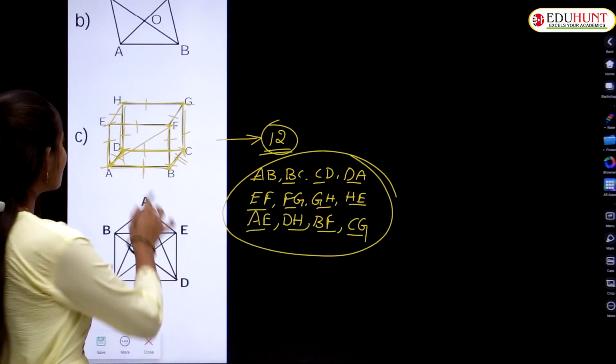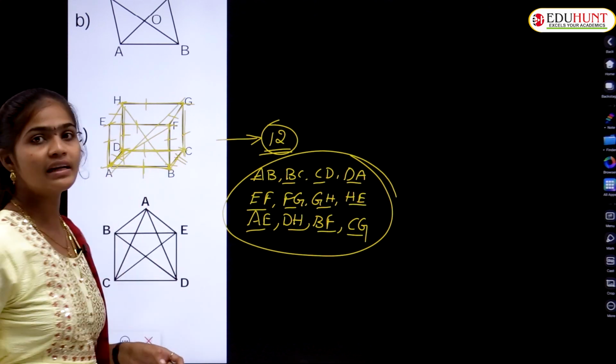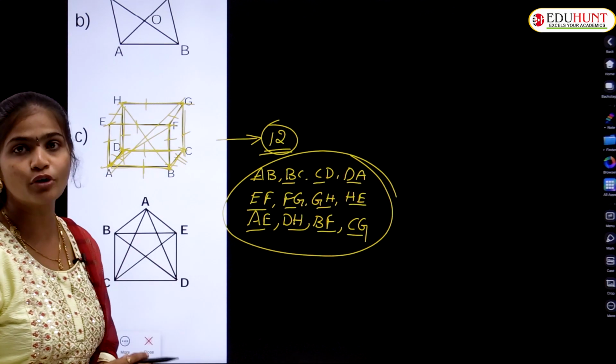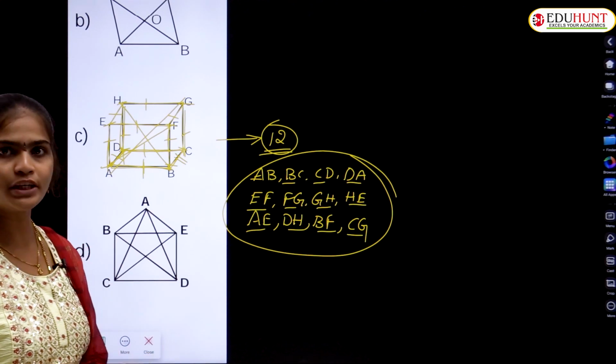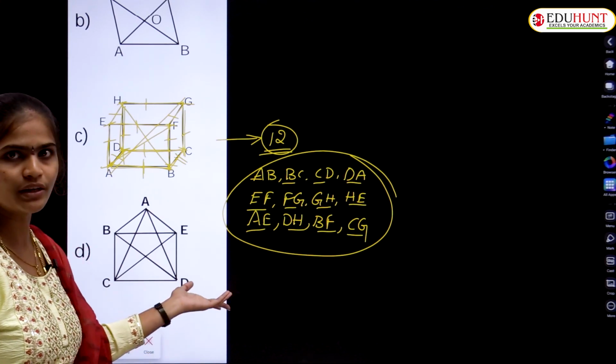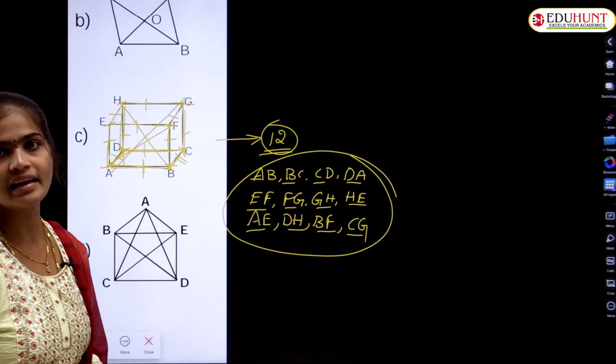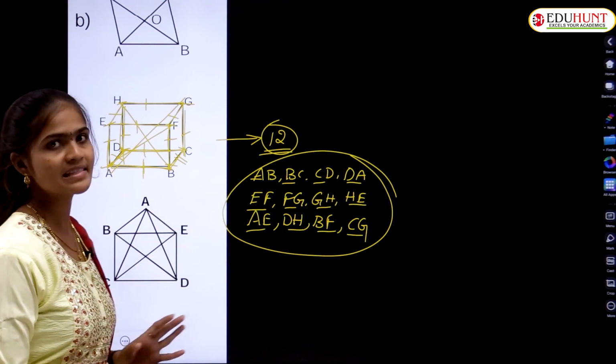If the diagonals were also given like this, then we can apply the formula n into n minus 1 by 2. Okay, here diagonals are not given, no. That's why here directly like this we can find out how many line segments are there.